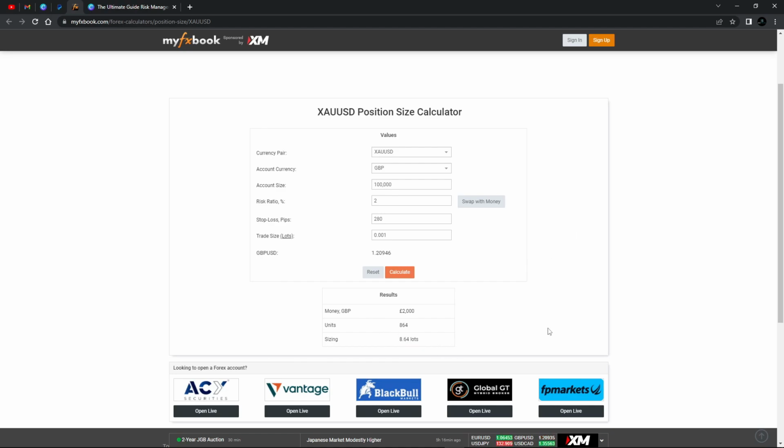And now what I would do is go over to MetaTrader or cTrader or whatever platform you're using to trade, enter 8.64 lots. I would go in with my buy, enter my stop loss, enter my take profit. Now if I win, I get a 3.5 risk reward ratio, and then I'd earn £7,000. If I lose, £2,000. So that is essentially what you should be doing for every single trade. There are no exceptions. You should be managing your risk, and you should be doing this for every single trade.